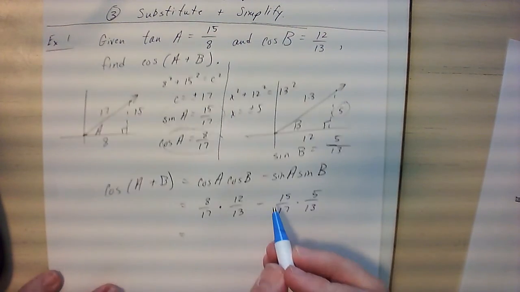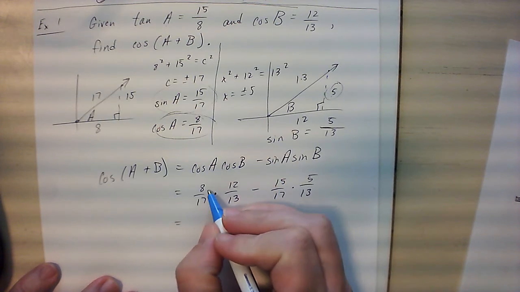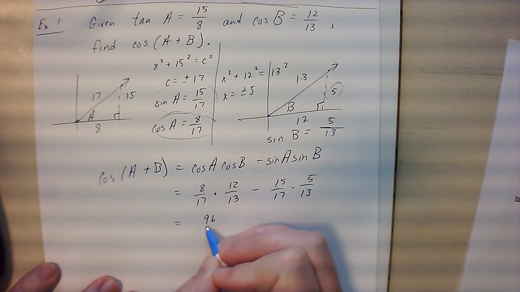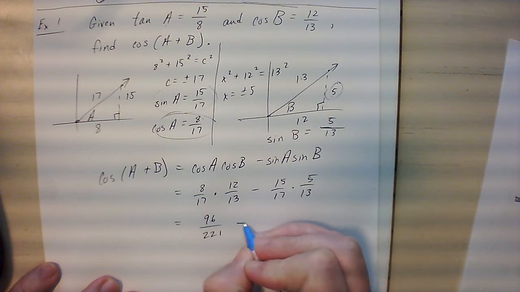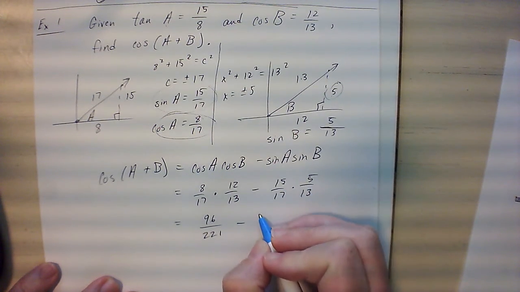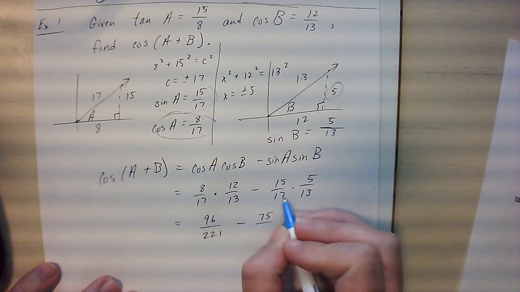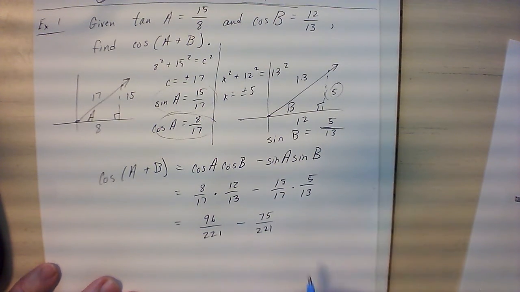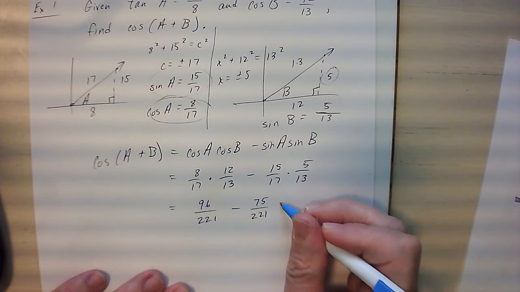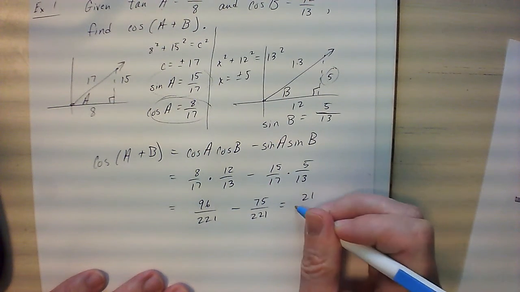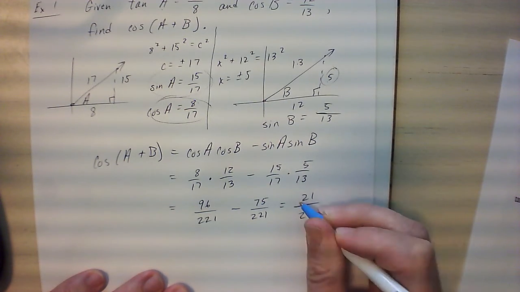Remember, fractions, of course, we multiply straight across. So the 8 times 12 gives me 96. This product gives us 221. This gives me 75. And we're back to 221. Okay, the denominators worked out to be common, so we can go ahead and subtract our numerators now. So it's 21 over 221.